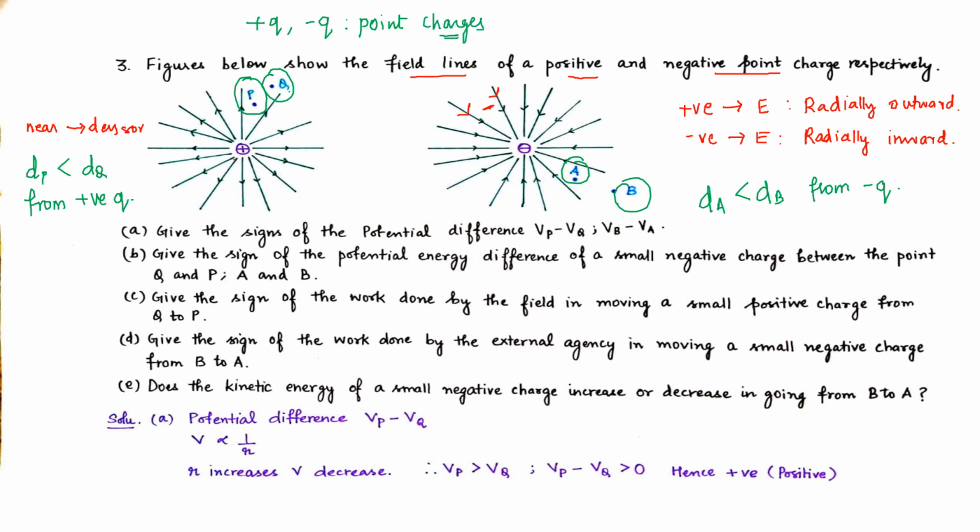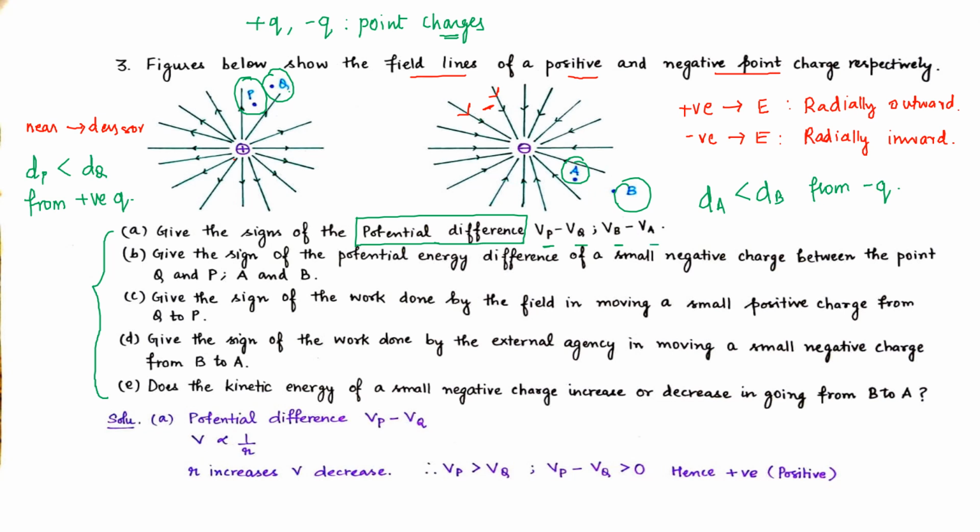This is the description of the question, the system of the given question. Now here are the questions they have asked us. There are 5 subsets of questions. In the first case, we need to find the potential difference, V_P minus V_Q, and V_B minus V_A.